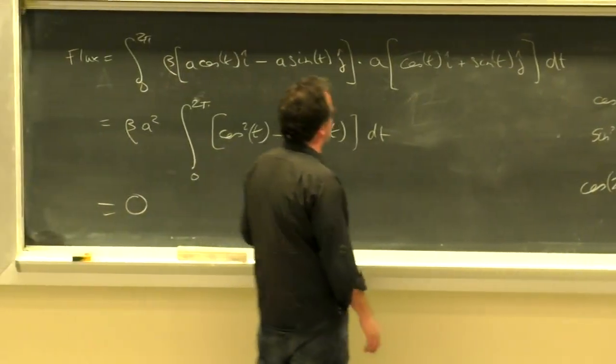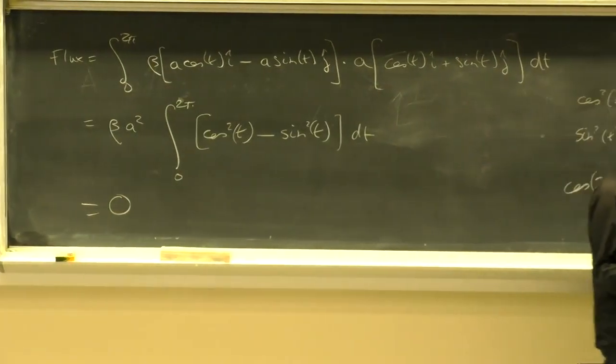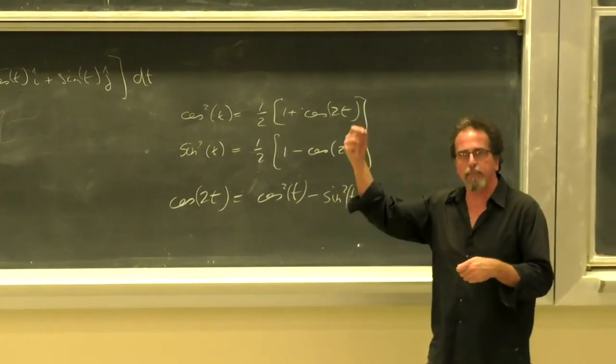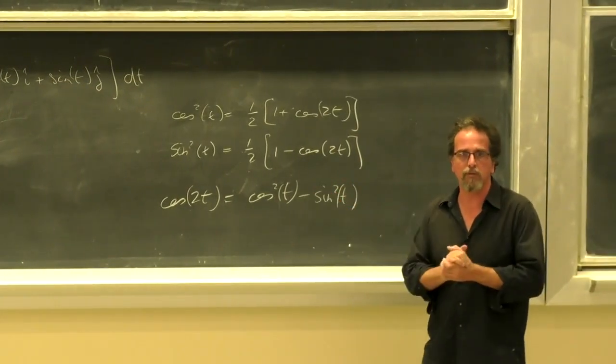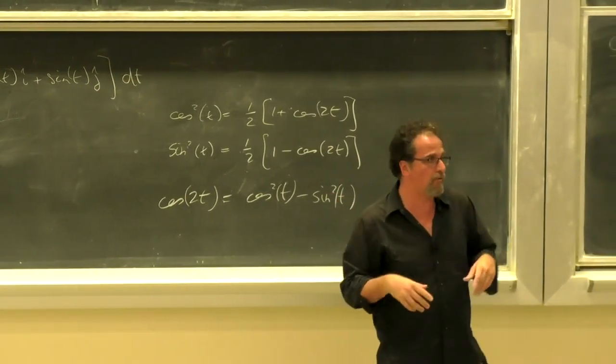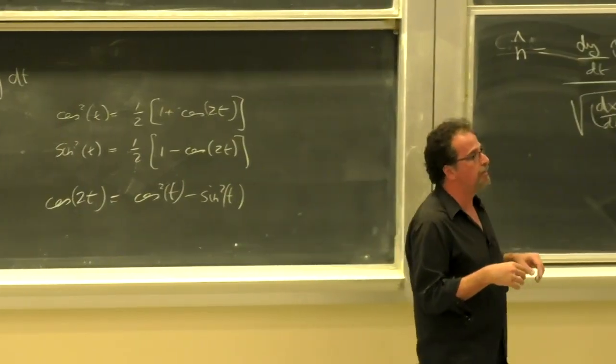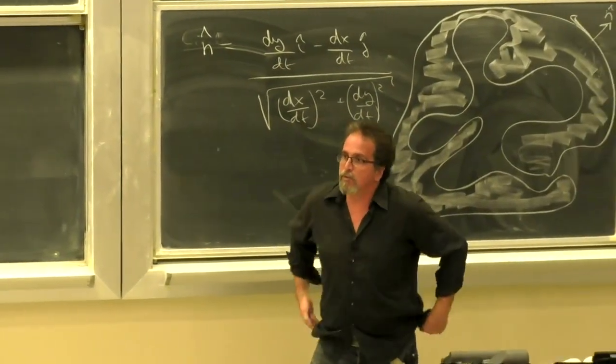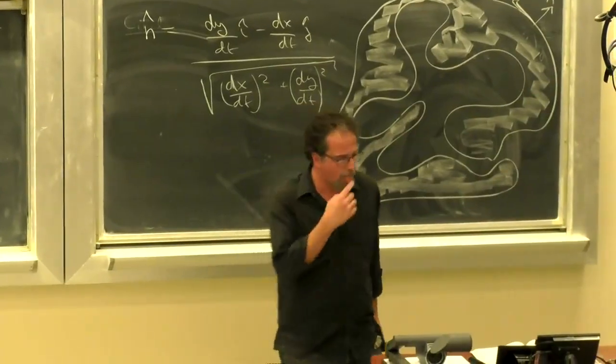And the integral of cos 2t from 0 to 2 pi is equal to 0, because you're going over bump up, bump down, bump up, bump down. So it's equal to 0. And that shows you that the total amount of accumulation inside this domain is 0. That's the flux. So those are those three basic concepts.